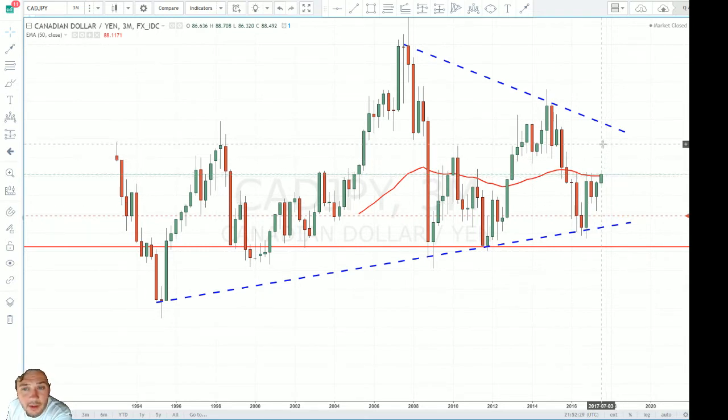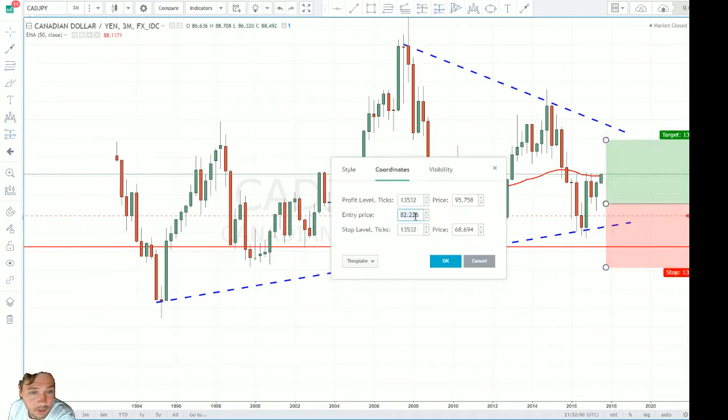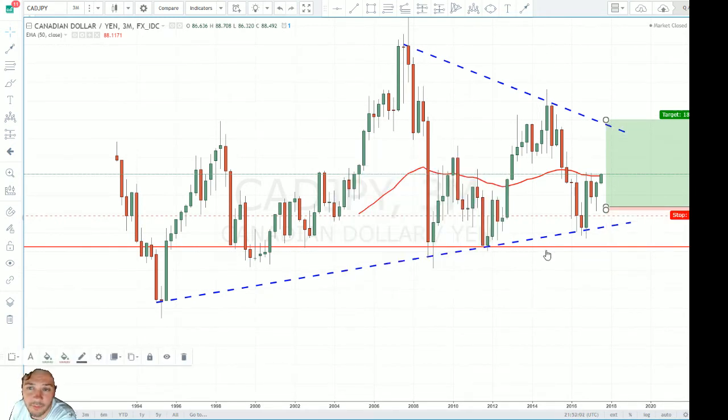So you understand, I entered CAD yen on the 8th of June using the 1 hour chart with a 60 pip stop, but I'm targeting 100. This level here, 81.53, is where I entered on the 8th of June. I want you to understand how powerful this style of trading is. 81.53 with, I think, a 61 pip stop, and my target is 100.